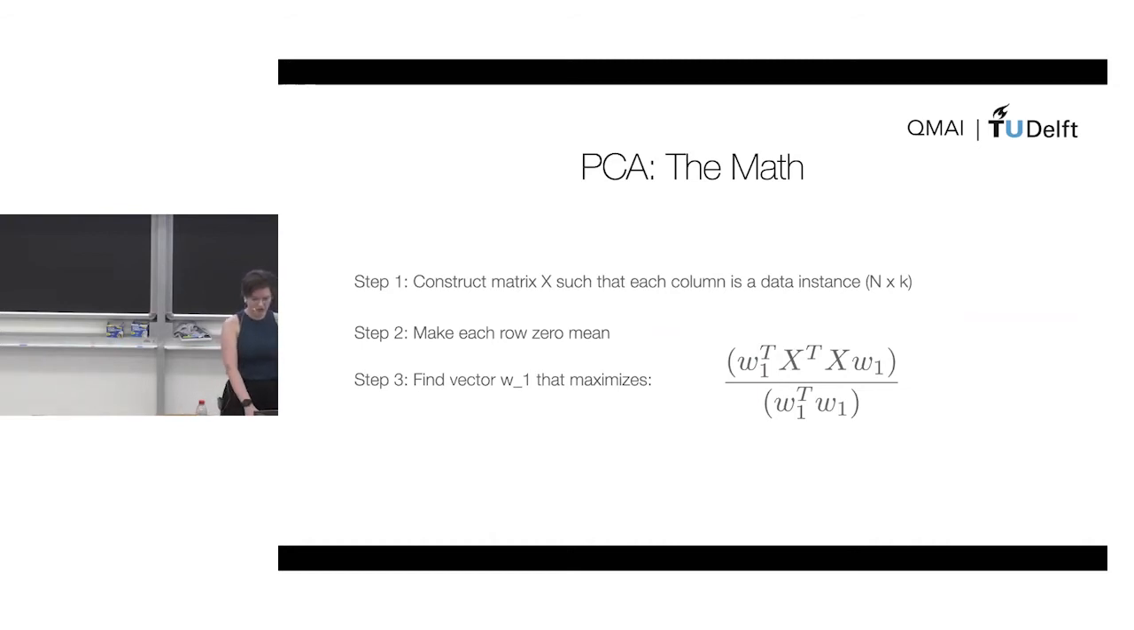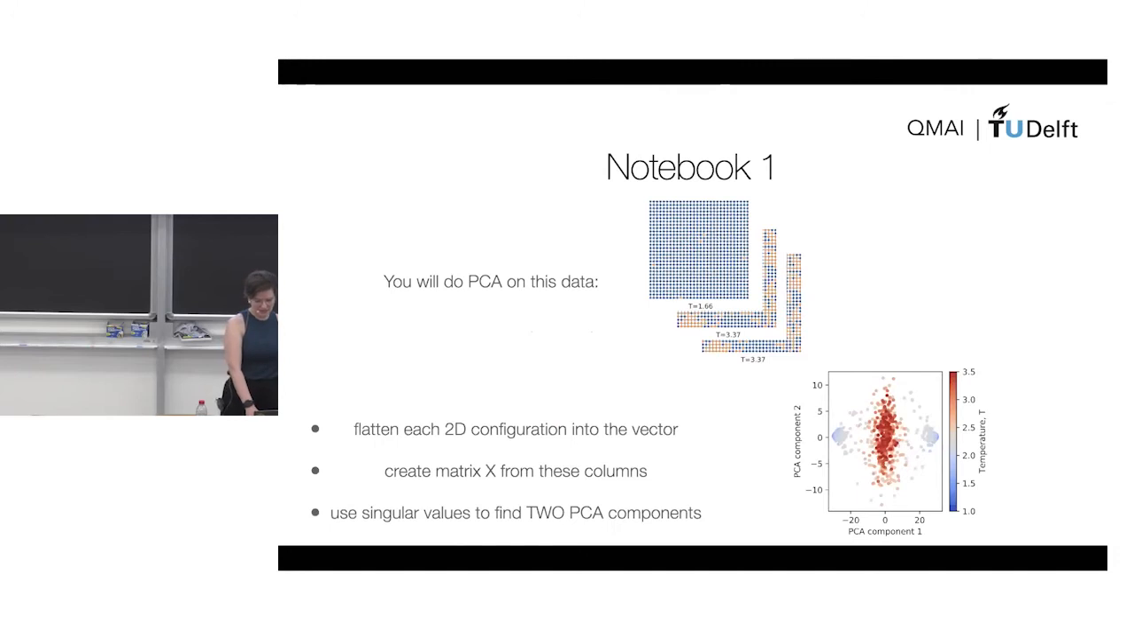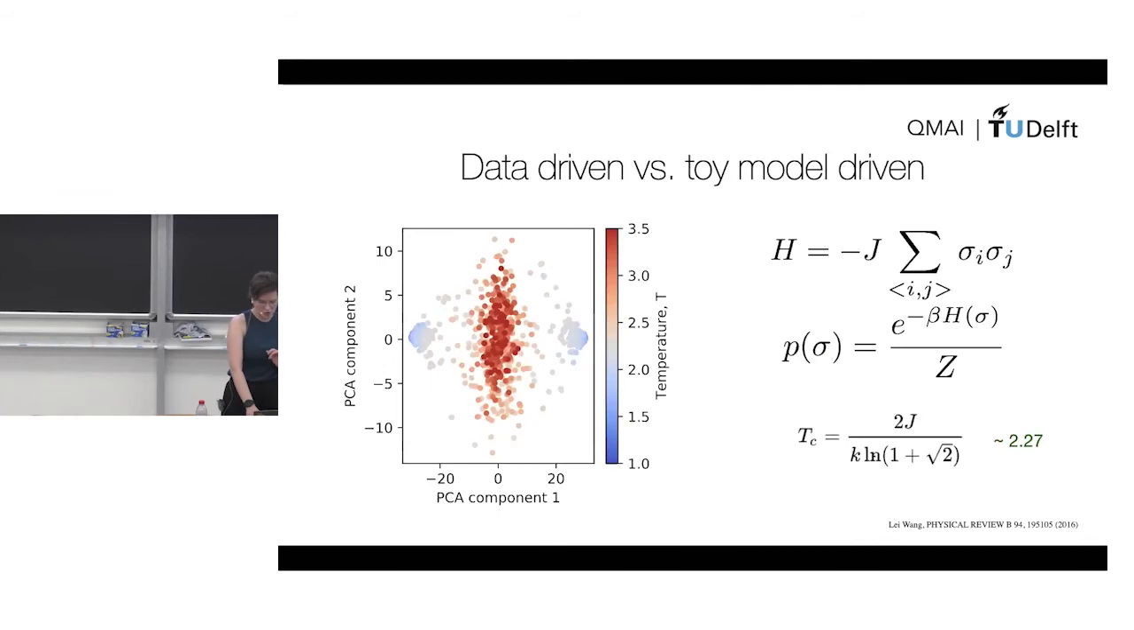So I construct matrix X from all my data, and then I want to find a vector that maximizes the projection. So I project the data, I take the mean, I normalize, then I subtract the first component, and I continue. There is a standard matrix singular value algorithm that does this. That is in the notebook, so you can just run it and see. It's not super deep.